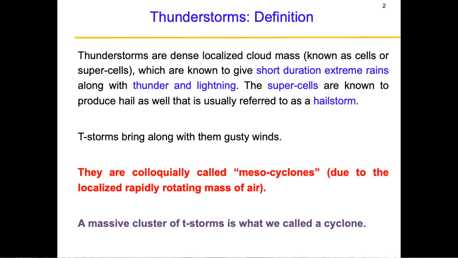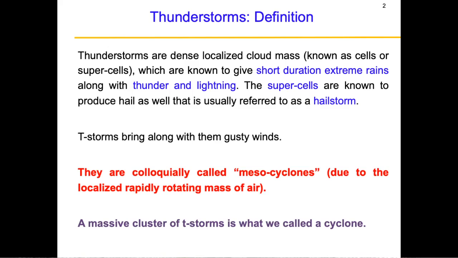As I already said, these are very dense localized cloud masses, and sometimes we call them cells or supercells, which are known to give short duration extreme rains along with thunder and lightning. The thunder and lightning makes it even more dangerous because it can lead to loss of life. Not the rain as much, but the thunder and lightning is the most dangerous aspect of these thunderstorms.